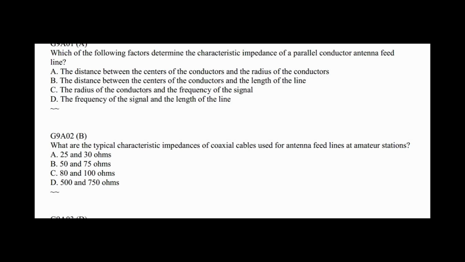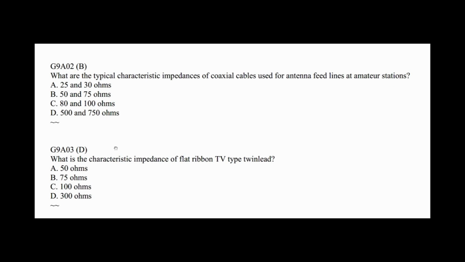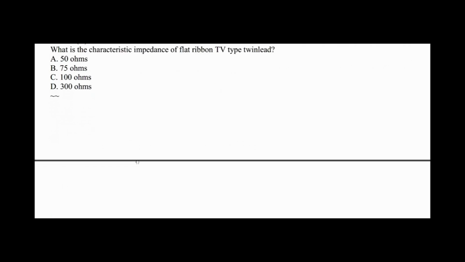G9A02. What are the typical characteristic impedances of coax cables used for antenna feed lines in amateur stations? The obvious answer here is most coax cables are 50 ohms, so B is 50 and 75. G9A03. What is the characteristic impedance of a flat ribbon TV type twin lead? Well, TV twin lead, I think we all know, is 300 ohms, so it's D.